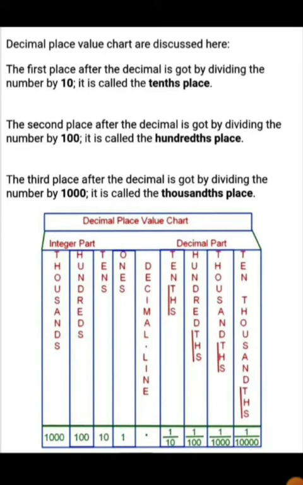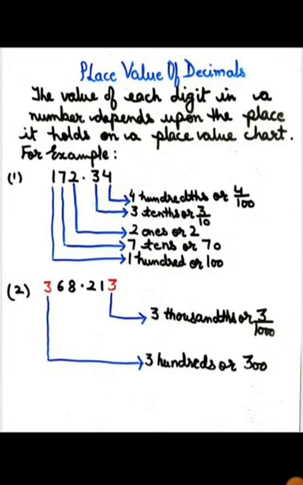And the places which are written on the left side of the decimal, you will write according to your Indian place value chart. Our first place value is ones and the second place value is tens. Then the third place value is hundreds and then the fourth place value is thousands and so on. Now let us understand the place value of decimals with the help of the given example.